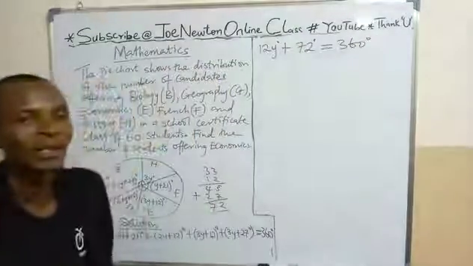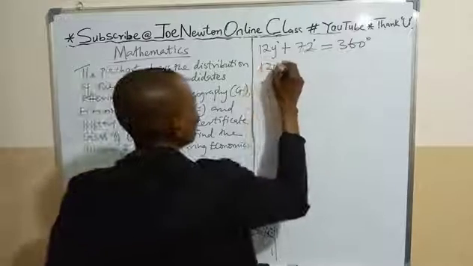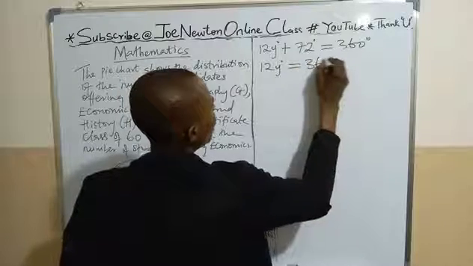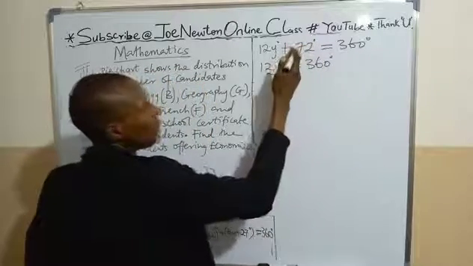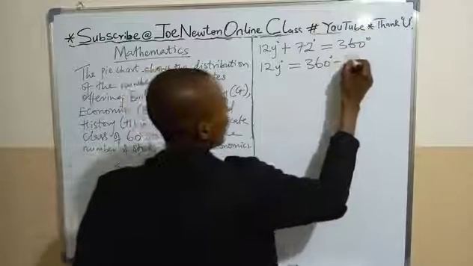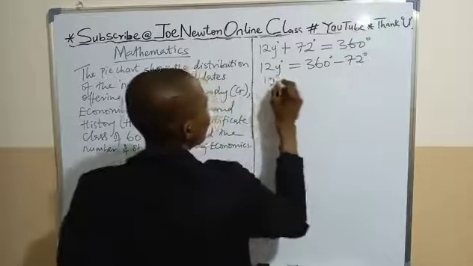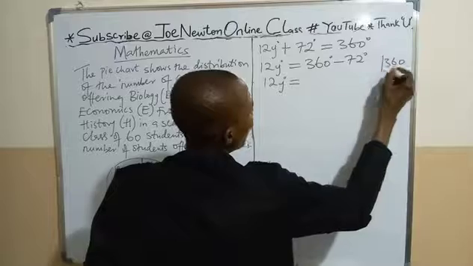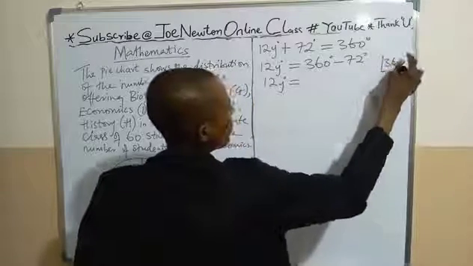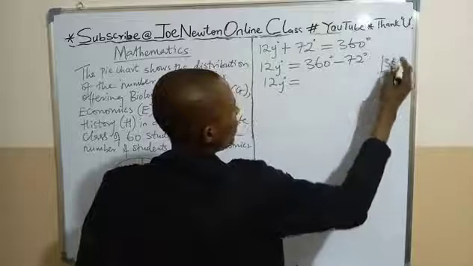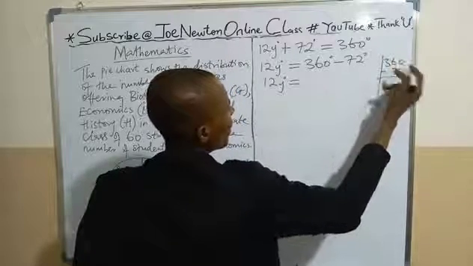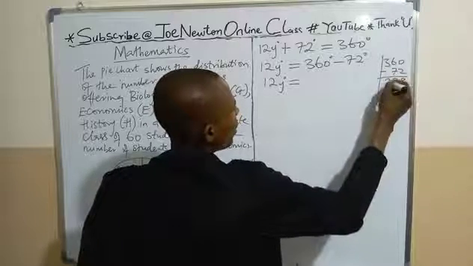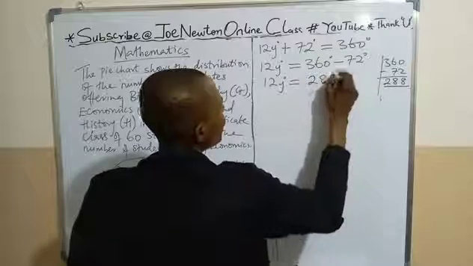Okay, then we'll still collect like terms further. We now have 12y equals 360 degrees. This 72 being positive here, when it crosses this side, it becomes minus 72 degrees. Then we have 12y degrees equals 360 minus 72. Carry 1, it becomes 10, 10 minus 2 is 8, leaving us with 5 here. 5 minus 7 cannot go, we put 1, becomes 15, 15 minus 7 we have 8, remaining 2 here. So we have 288 here.